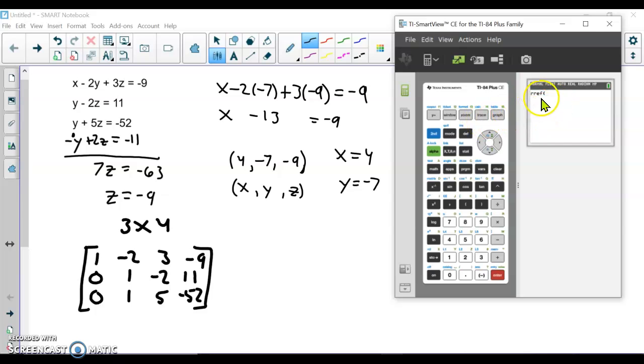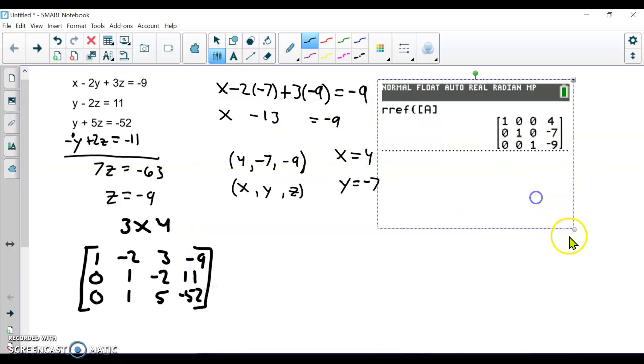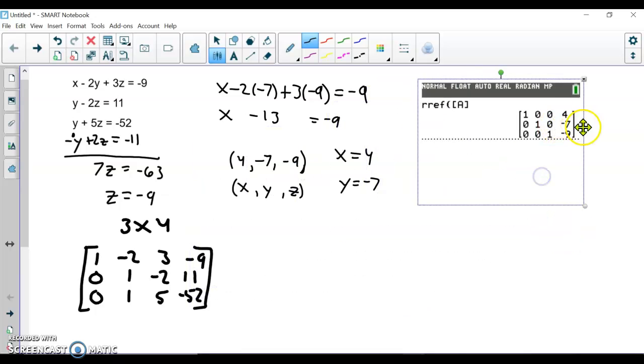And now you got to specify which matrix you're using. So we go back, second matrix one more time, and then we edited the A matrix. So I'm going to hit enter, and hit enter, and it gives you the solution set in reduced row echelon form. So if you notice, there is the 4, -7, -9, and I'm just going to show you what's meant by reduced row echelon form real quick.